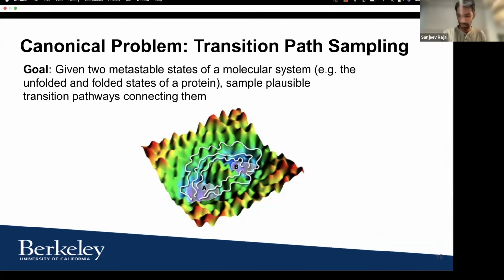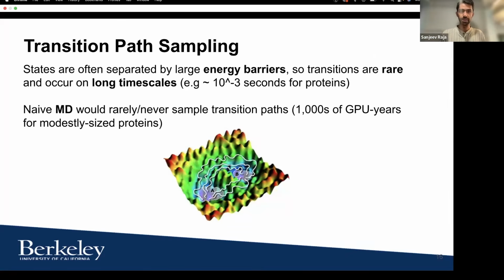This is a problem that's been studied for decades. This is certainly a very, very well studied problem. And again, it's the same exact problem where you have large energy barriers dividing your states. And so transitions between them are rare and occur on pretty long timescales, on the order of microseconds to milliseconds for many systems. So this is beyond the tractability limit for unbiased or naive MD simulations. You would rarely, if ever, sample the transition paths using a method like unbiased MD.